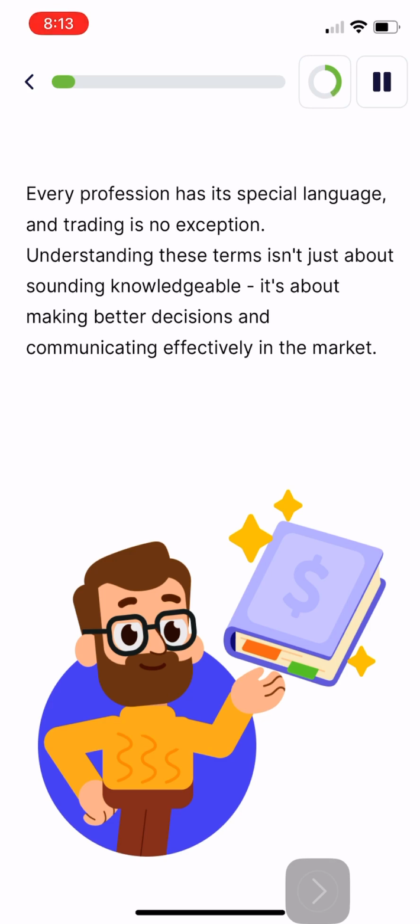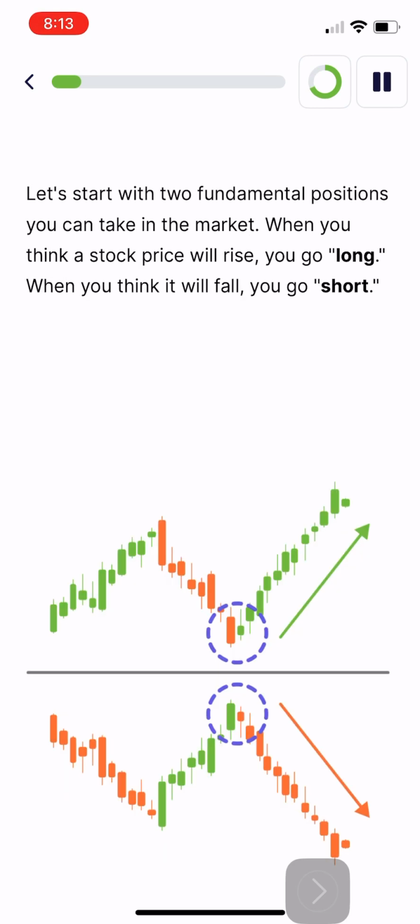Understanding these terms isn't just about sounding knowledgeable. It's about making better decisions and communicating effectively in the market. Let's start with two fundamental positions you can take in the market. When you think a stock price will rise, you go long. When you think it will fall, you go short.